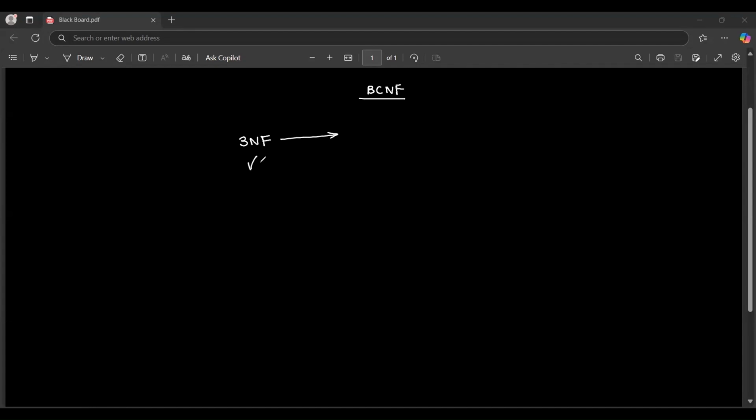Well, BCNF is really closely related to 3NF, and still 3NF has some loopholes in it. Therefore, we have BCNF to rectify the loopholes in 3NF. That is why we have BCNF.